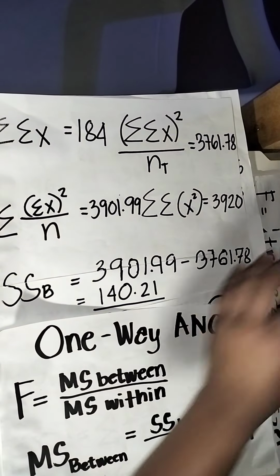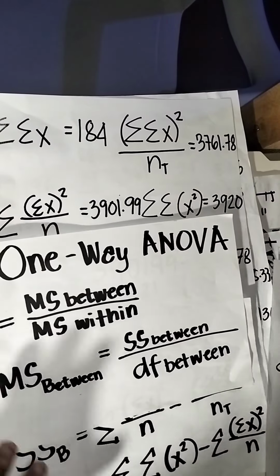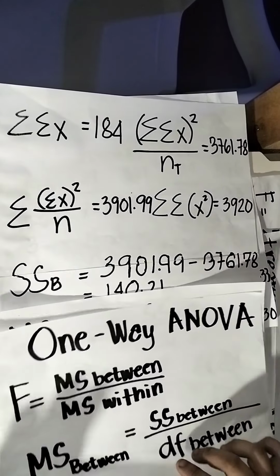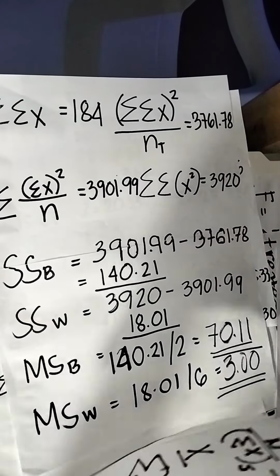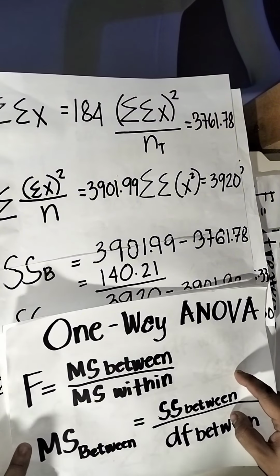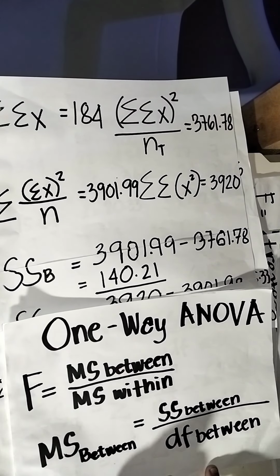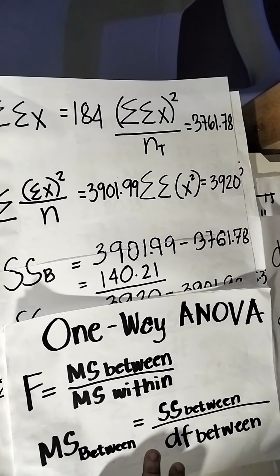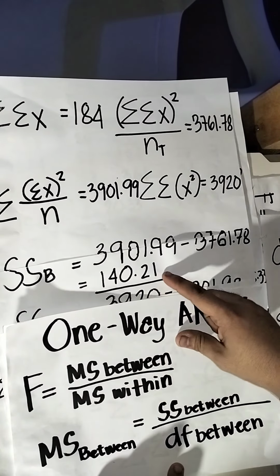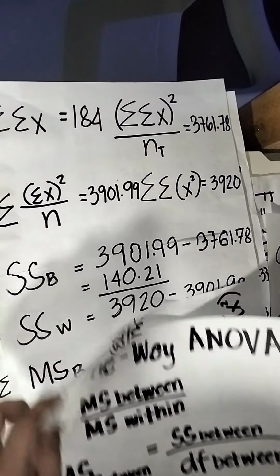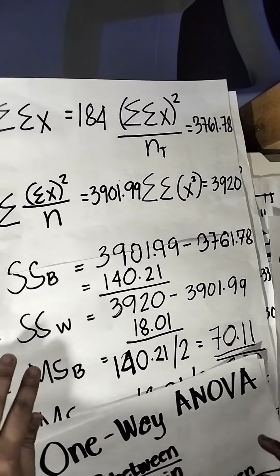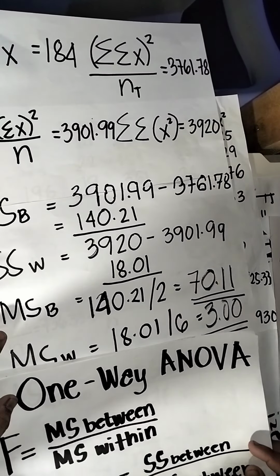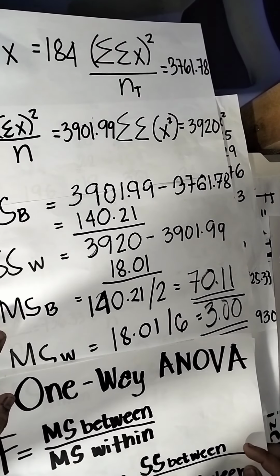So now we will input the data in our formula. Okay, for MS between, what is our SS between? The value for SS between is what? 140.21. What is the degree of freedom between? We have 2. So therefore, 140.21 divided by 2, the result is what? 70.11. Do you have now your MSB? How much? 70.11.